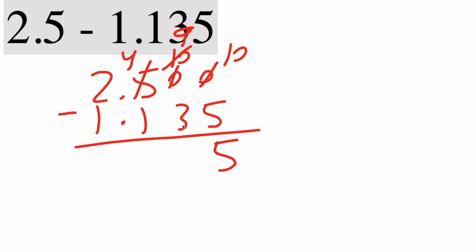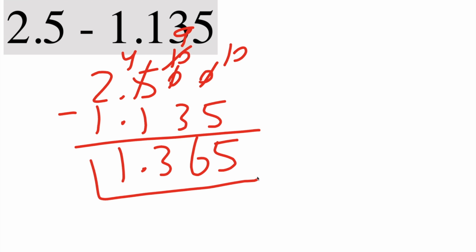9 minus 3 is 6. 4 minus 1 is 3. And 2 minus 1 is 1. So 1.365 is our final answer. Now we'll have one last problem. It's a little bit harder, but same procedure.